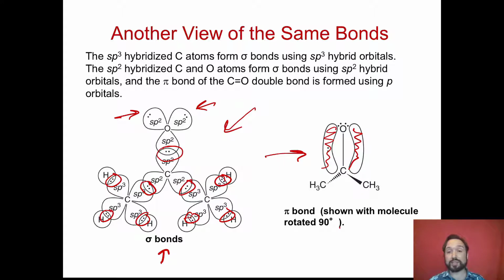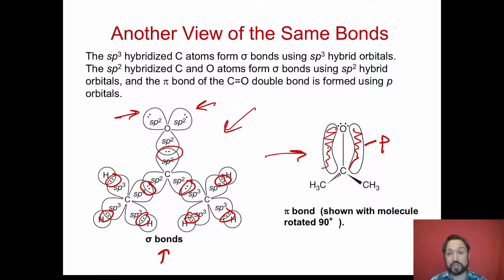So we've got all the sigma bonds, we've got all the pi bonds. One thing I don't like about this is that it isn't labeled that this is a p orbital. We do want to make sure we highlight the types of orbitals that we're using. Pi bonds are going to be formed by our p orbitals. Let's take a look at another example.